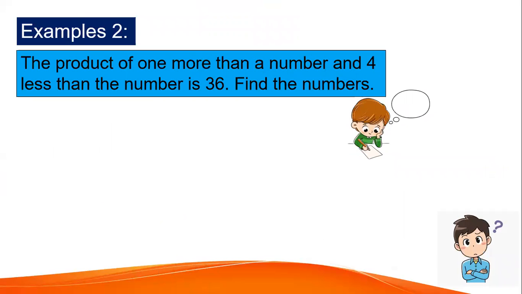Next, number 2. The product of 1 more than a number and 4 less than the number is 36. Find the numbers. So we are looking for two numbers. When you say product, it is multiplication. When you say more than, it means positive.